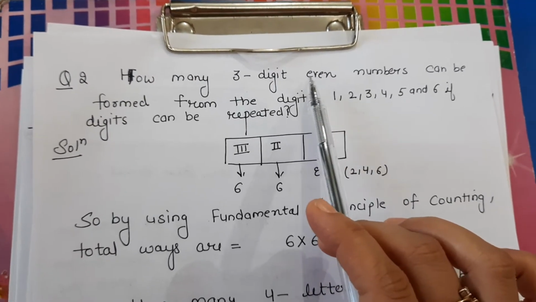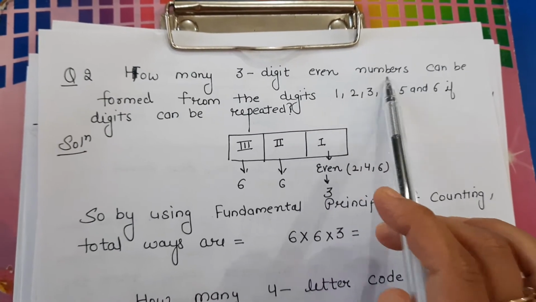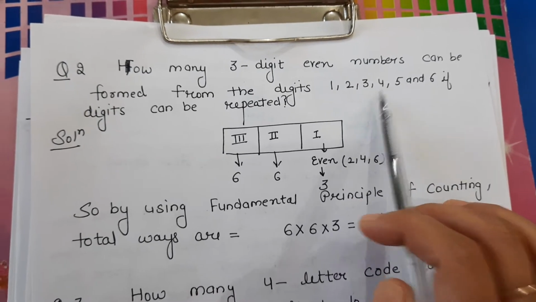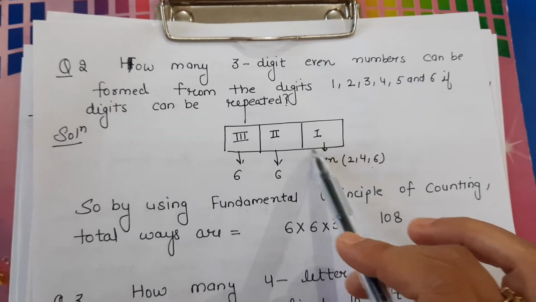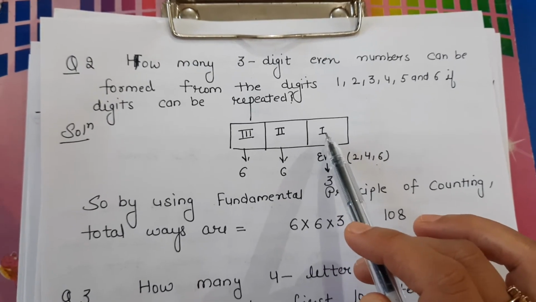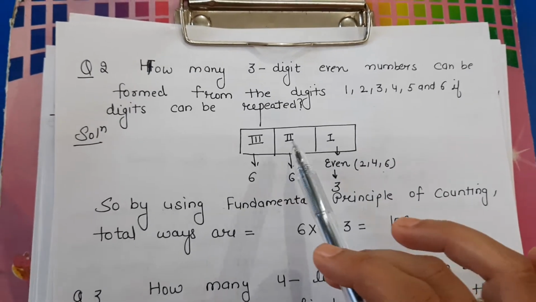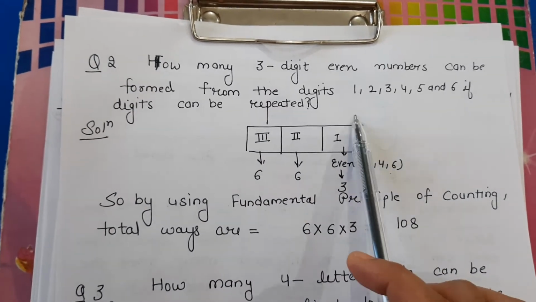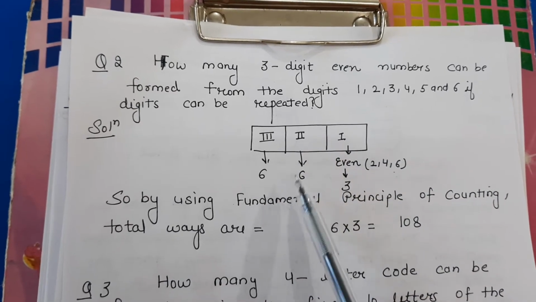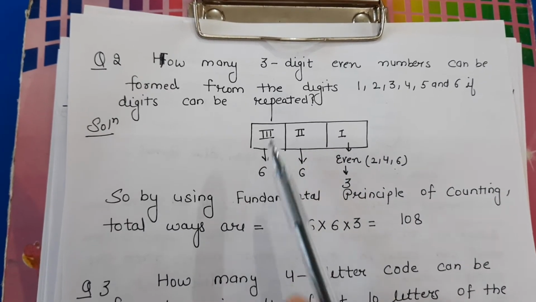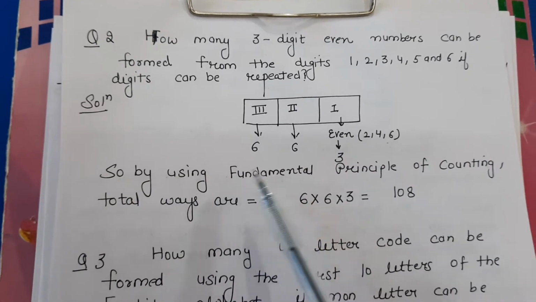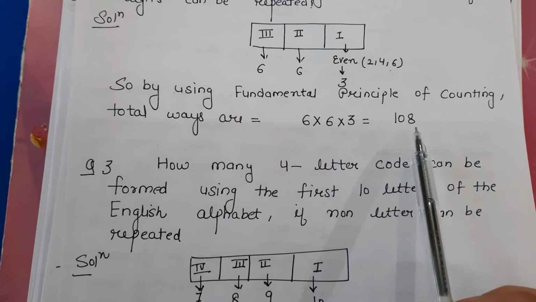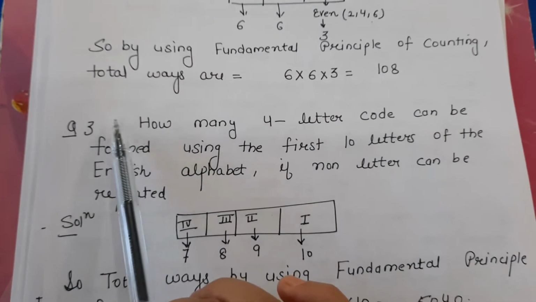Now the condition is you have to form an even number. For an even number, the last place can take the value either 2 or 4 or 6. That means this place can be filled in 3 ways. Now digits can be repeated since repetition is allowed, so we have a total of 6 digits with us. So this place can be filled in 6 ways. In the same way, this place can also be filled in 6 ways. So by using the fundamental principle of counting, the total ways are 6 into 6 into 3. Answer is 108.